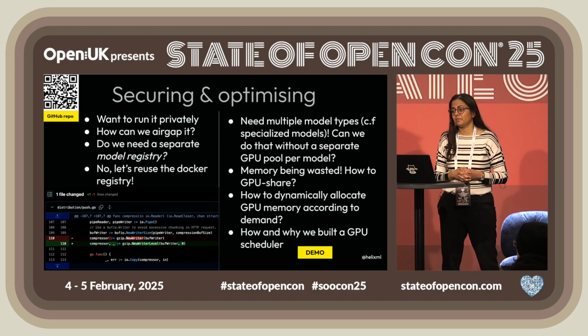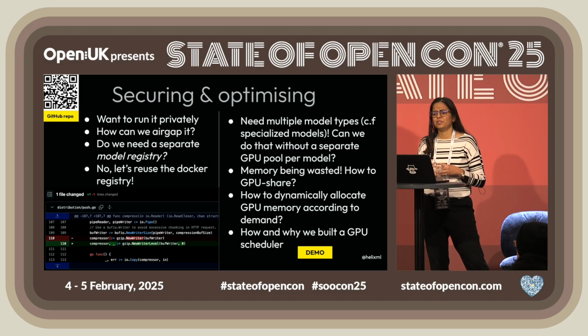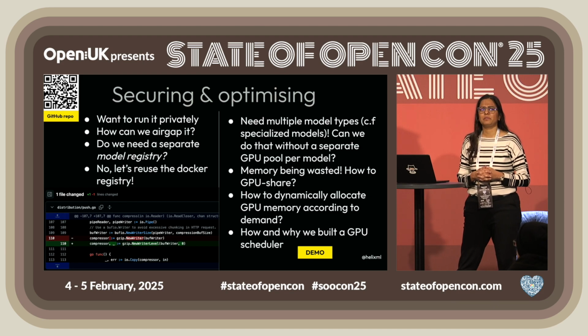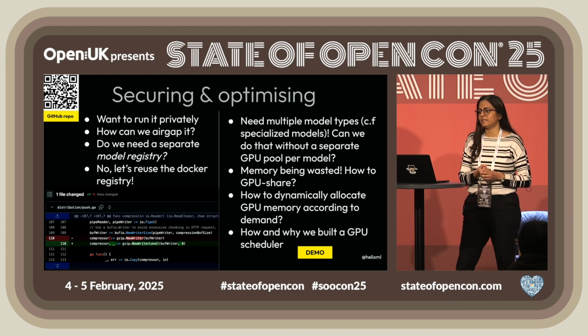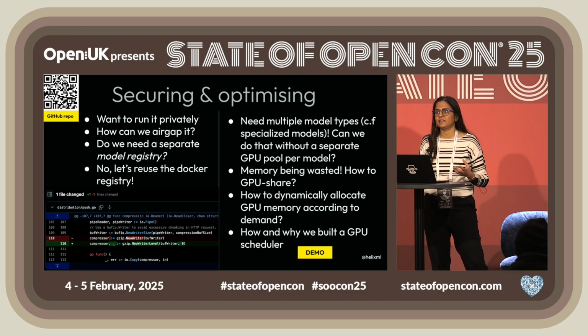And so we got thinking, how do we avoid that? We had an option: do we bring in an in-house model registry, or is there some other solution? And we said, no, we don't need a model registry. Let's just use a Docker registry, because that's something that we already have. So we baked the weights into the image and checked it into Docker.